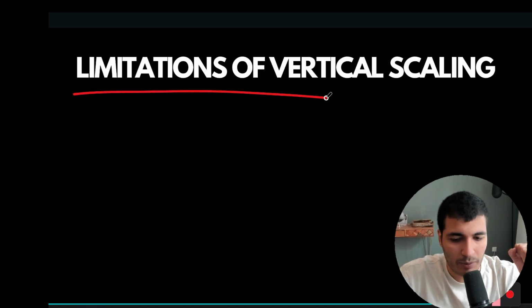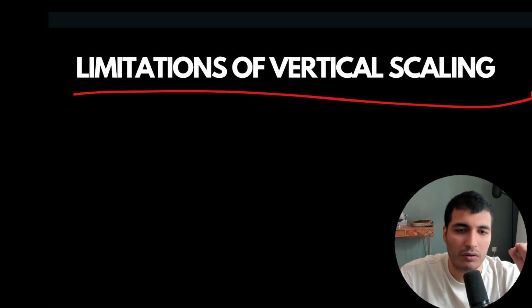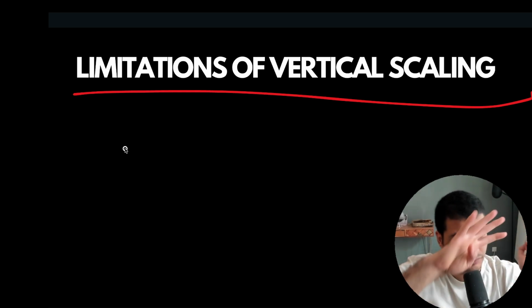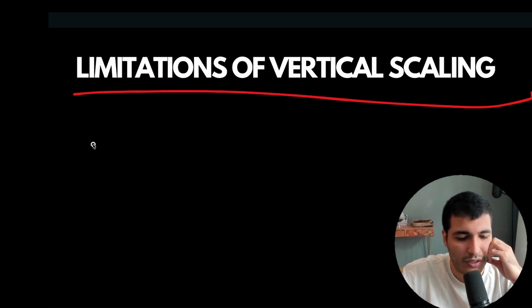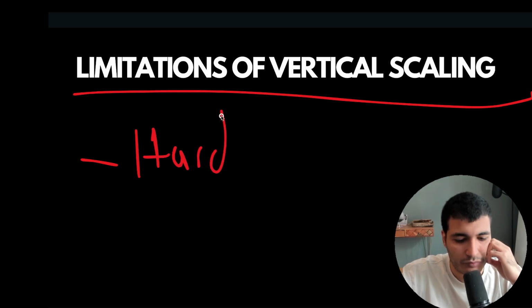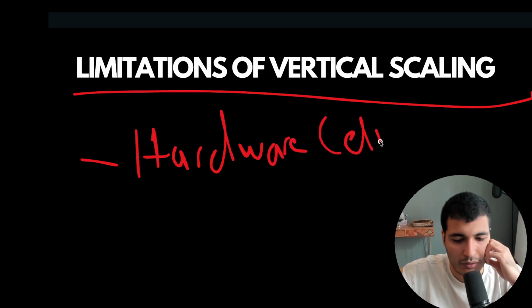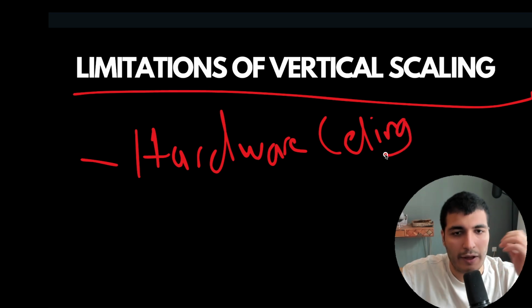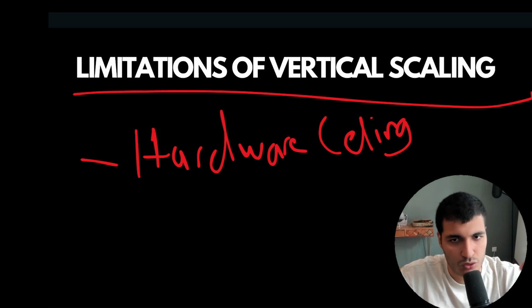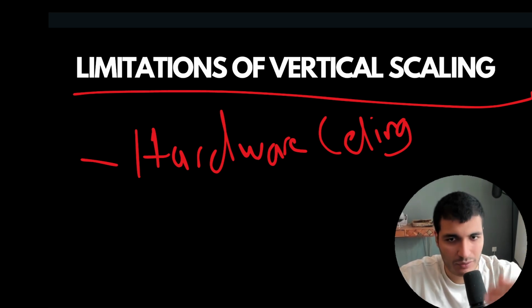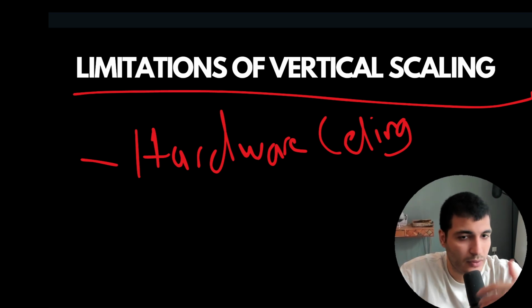Okay. Next, we need to talk about the limitations. I would say there are four problems. The first thing, we have a hardware ceiling. There is a physical limit to how much you can upgrade a single machine. Even the most powerful cloud instances have maximum resource allocations. Eventually, you will hit a point where you can't add any more power.